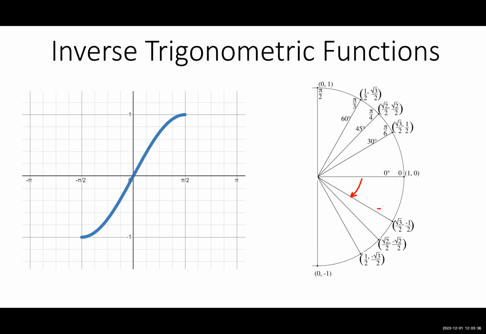So this would be an angle of negative pi over 6. We talked about coterminal angles, I think, in the very first trig video in this series. So negative pi over 6 and 11 pi over 6 give you the same terminal point, right? This one will be negative pi over 4. And this guy would be negative pi over 3.